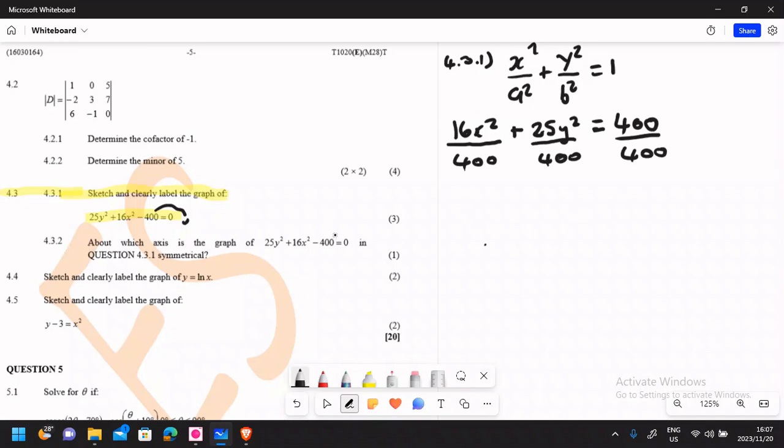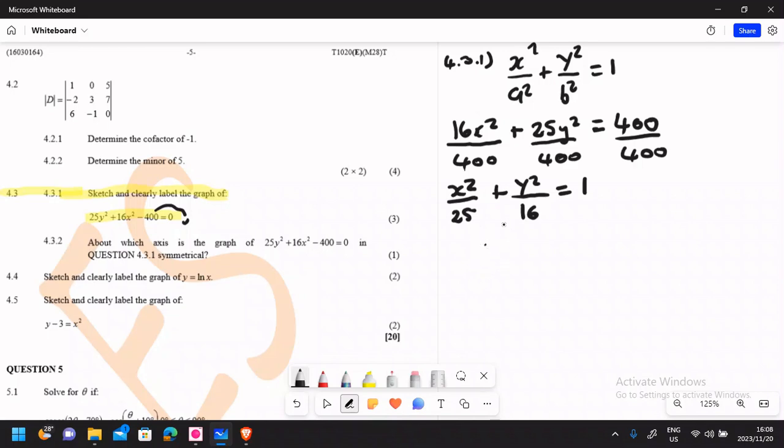Now if we divide by 400 here, we're going to have x squared over 25 plus y squared over 16, and this is going to equal 1. Right, so this is now the standard formula, or standard notation, for the ellipse graph.